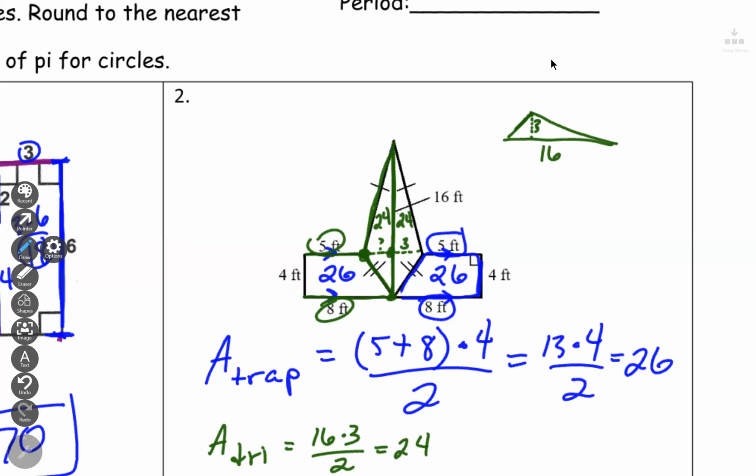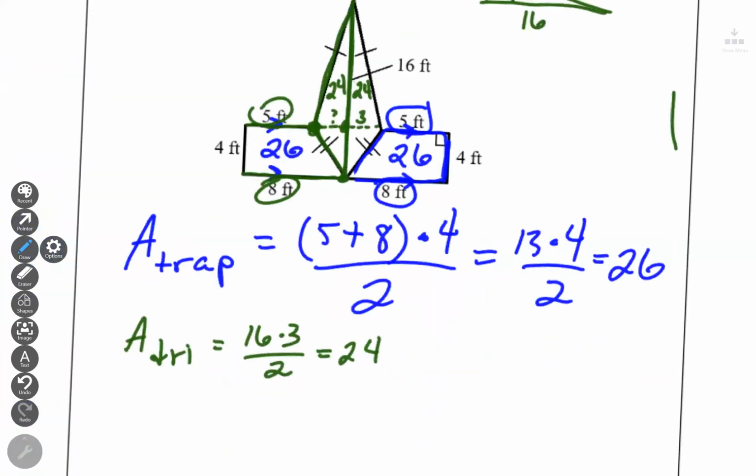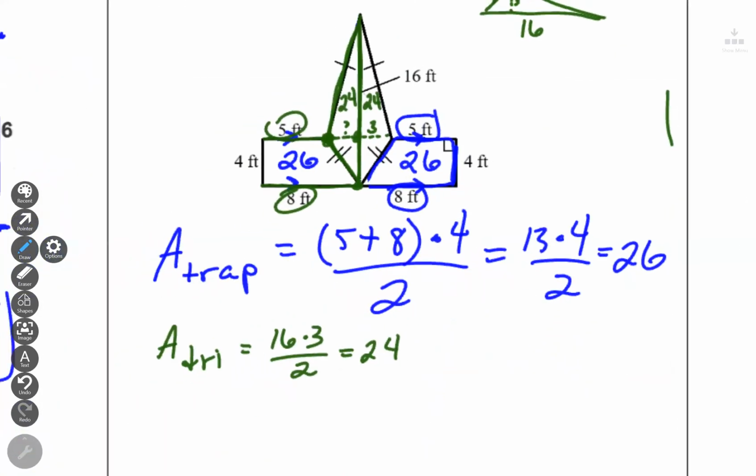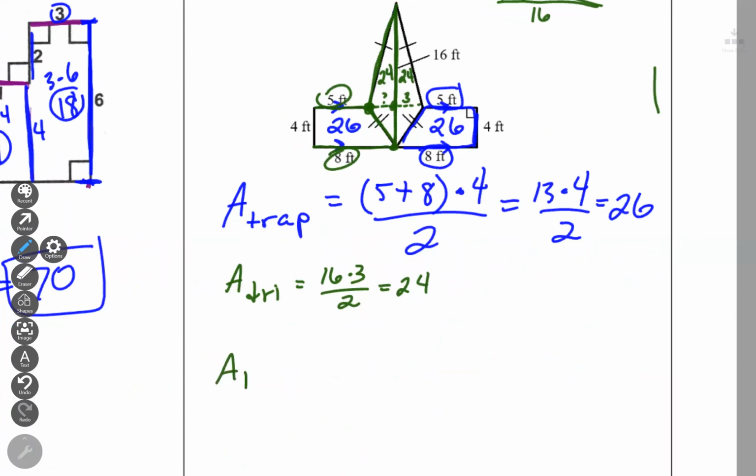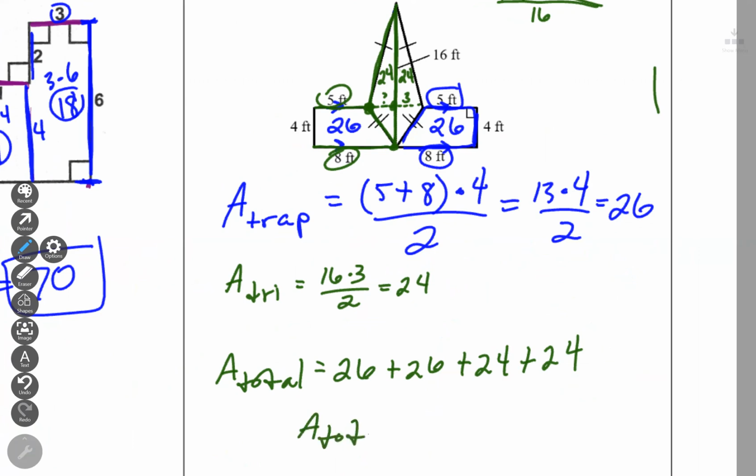And so now what I have to do to find the total area is add up the 4 pieces. So I have 2 trapezoids that are each 26, and I have 2 triangles that are each 24. So 26 plus 26 plus 24 plus 24, and I will get 100. So the total area is 100. All right.